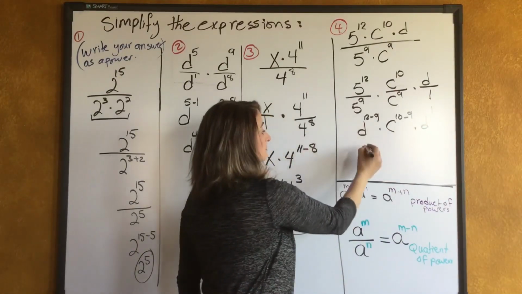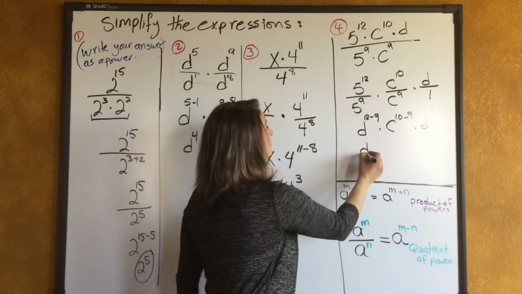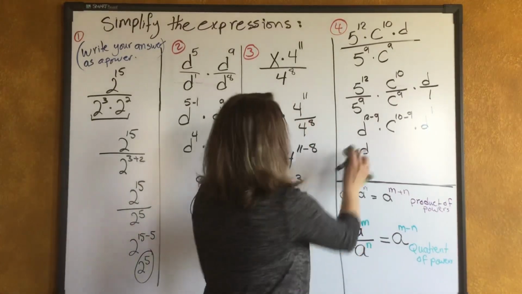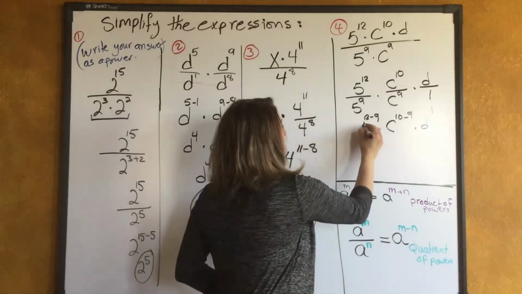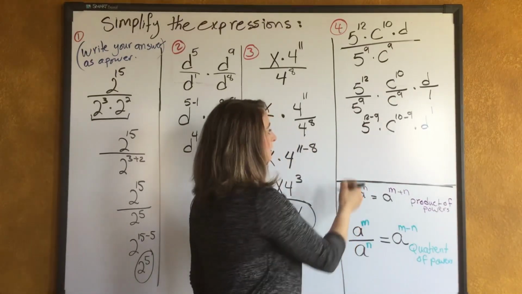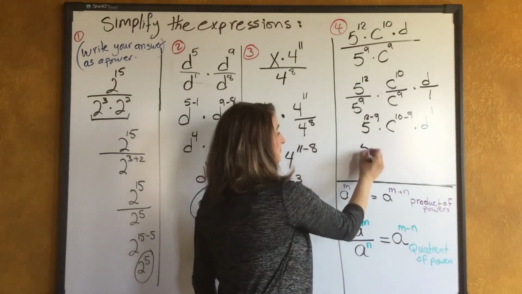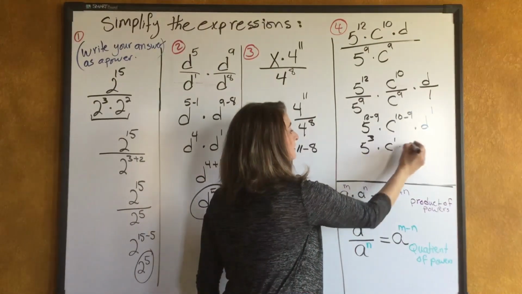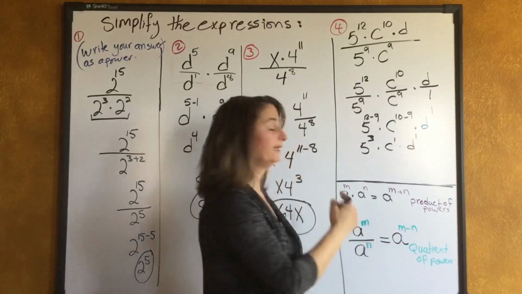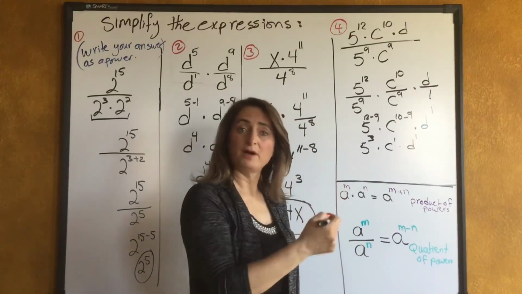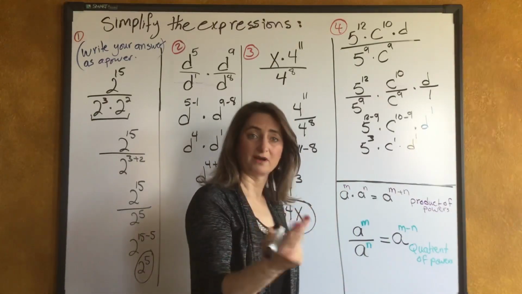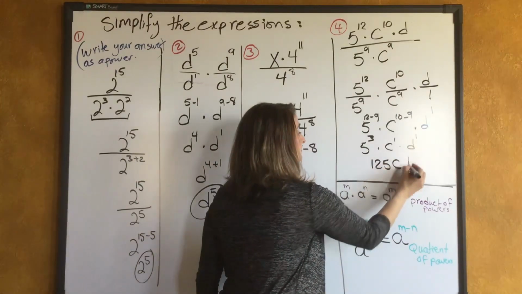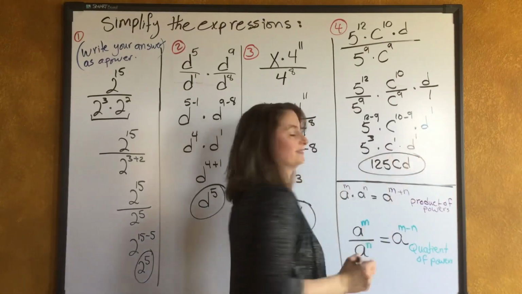Okay, so that gives you... sorry, that's not D, that's 5. That's 5 to the power of 12 minus 9, and 12 minus 9 is 3. So 5 to the power of 3 times c to the power of 1, d to the power of 1. Again, simplify that. 5 to the power of 3 means 5 times 5 times 5, which is 125, times c times d, and that's your answer.